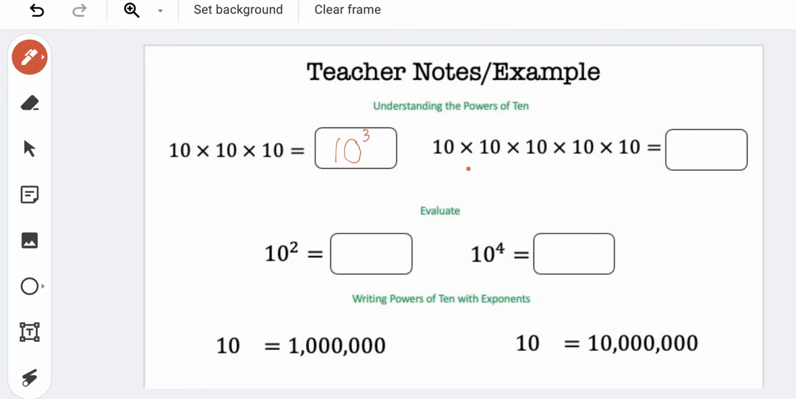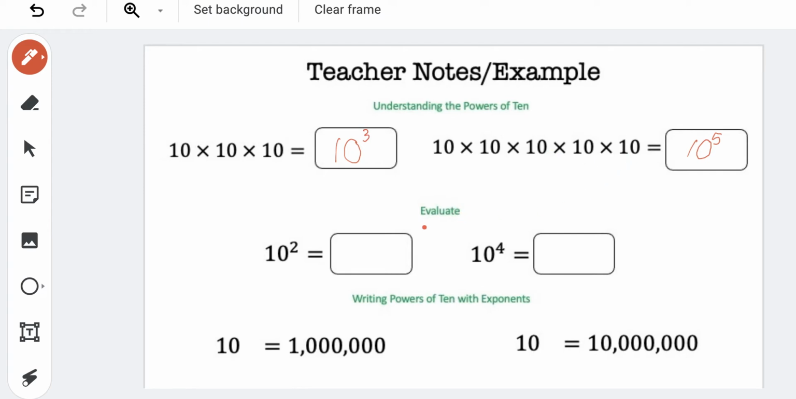Let's move over here. Here we have 10 times 10 times 10 times 10 times 10. So this can be written as 10 to the fifth power, just like that. Now, there's one thing I want you to notice here. Again, this has 5 10s, and look at the power. It's a 5. So 10 to the fifth power is the same as 10 times 10 times 10 times 10 times 10.